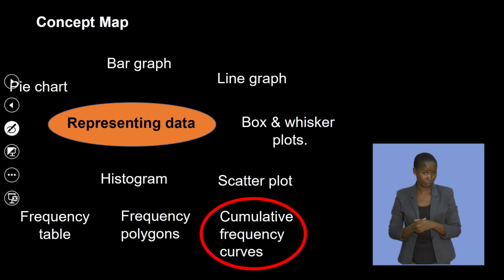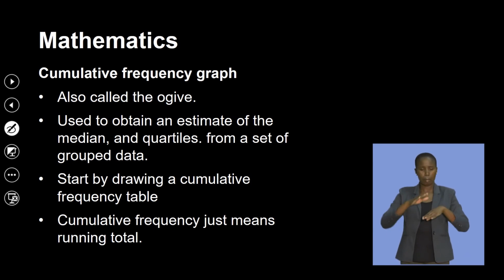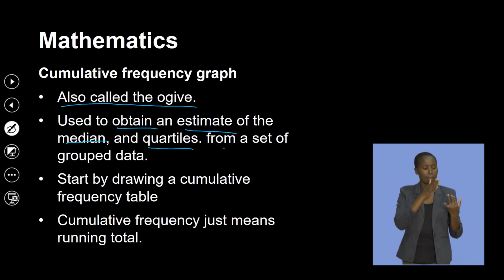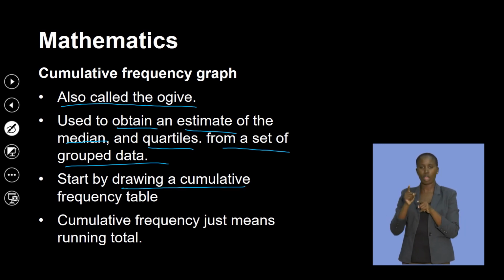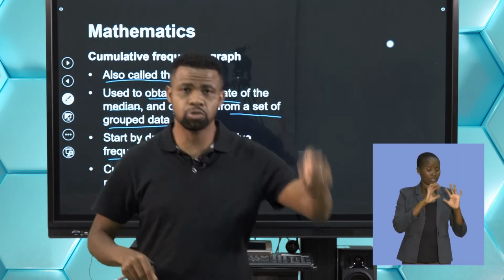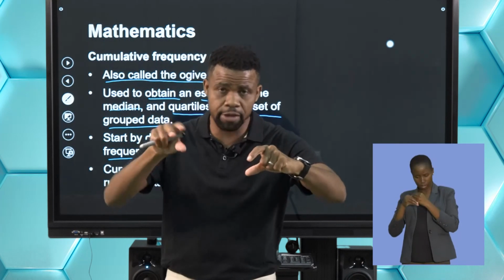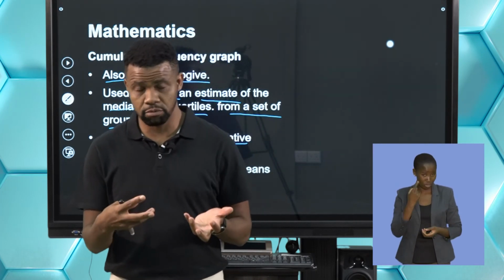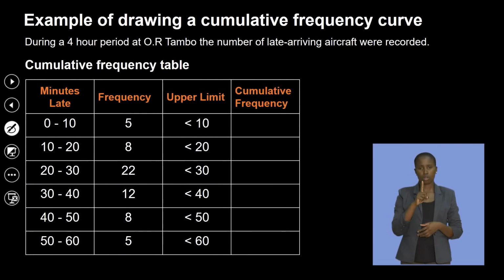Now, we want to look at cumulative frequency, very important. Cumulative frequency graph is also called an ogive curve. Cumulative frequency is used to obtain an estimate of median and quartiles from grouped data. So we'll start by drawing the cumulative frequency table. Cumulative frequency just means running total. You have 10, you get 2, you add, you get 12, you get 2 again, you add, you get 14. It's just a running total. That's the cumulative frequency altogether. Very important.